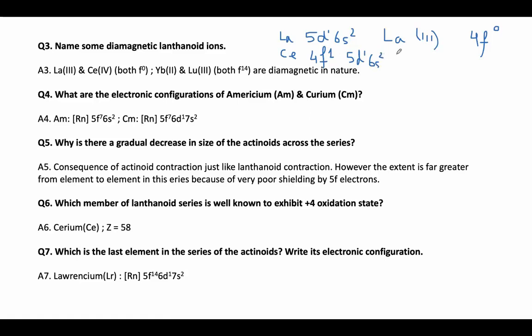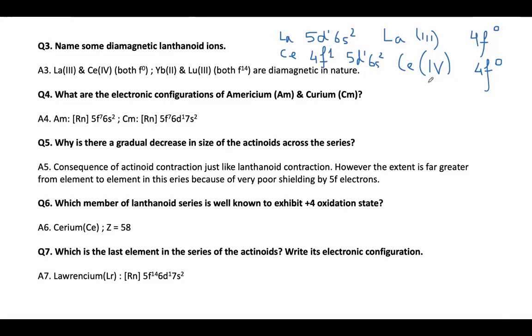So we have 4f1, 5d1, 6s2. Whenever we talk about diamagnetism, we have to remove all 4 electrons from cerium to make it diamagnetic. So 2 plus 1 plus 1, 4 electrons will be lost in case of cerium 4+, and that's why it has the same electronic configuration, 4f0. Now there is an interesting case in case of cerium 4+.